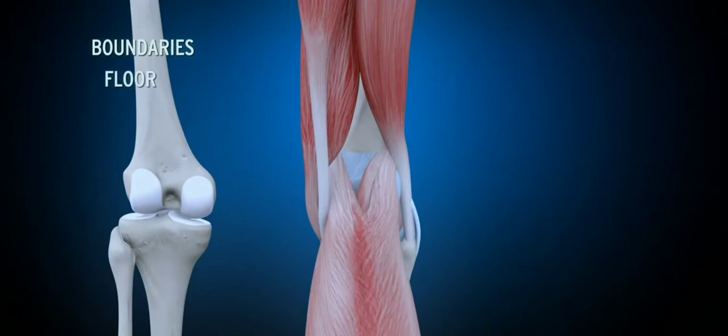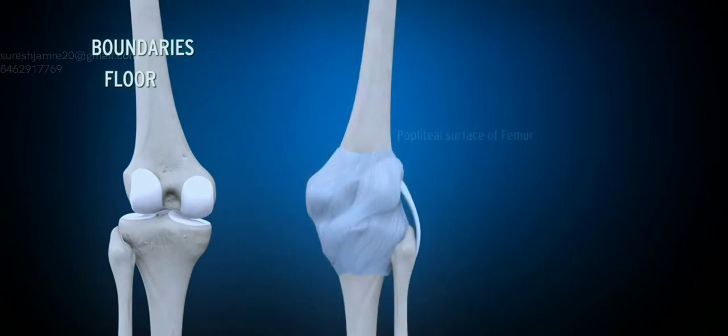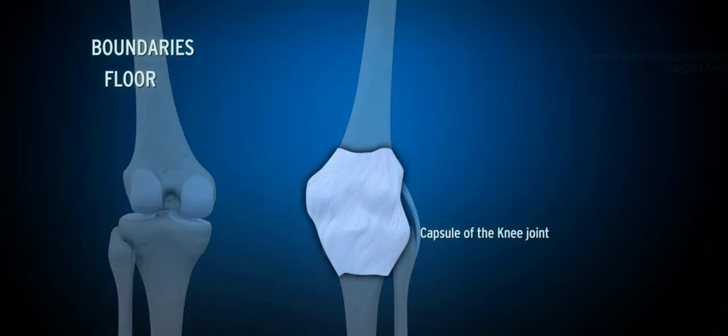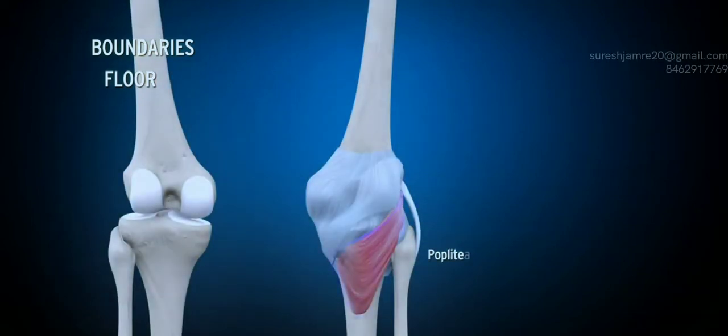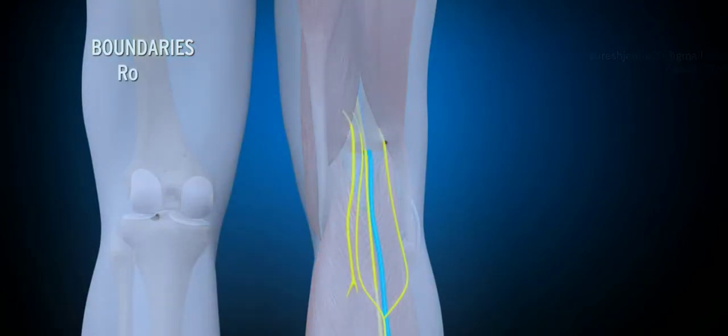Floor or anterior wall is formed from above downward by the popliteal surface of the femur, the capsule of the knee joint and oblique popliteal ligament, the popliteal fascia covering the popliteus muscle. Roof or posterior wall is formed from the strong popliteal fascia.